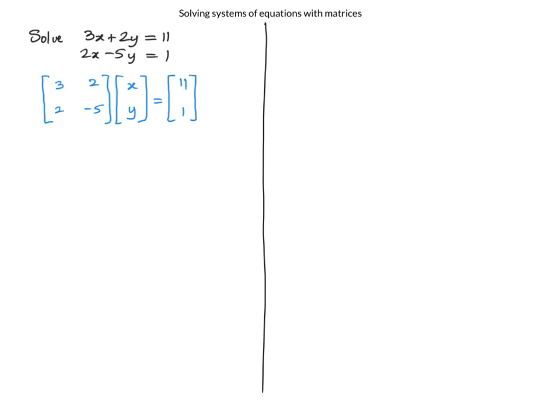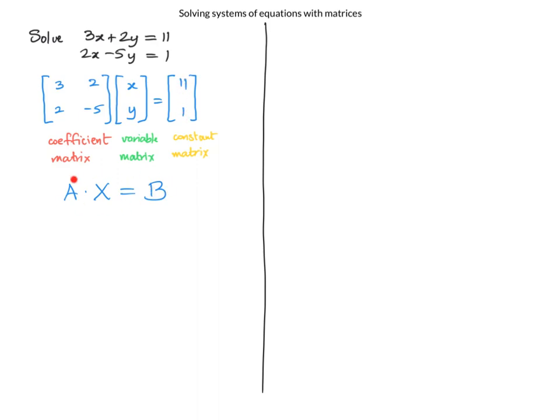And also 3 times x plus 2 times y when I multiply together, that's that thing. And then 2 times x plus negative 5 times y, that's that thing. And then, of course, the answer here is called the constant matrix. So we have the coefficient matrix, the variable matrix, and the constant matrix. Now, in order to solve the system, I'm going to rename these. For example, I could call this A times the matrix X equals the matrix B. So A is now the coefficient matrix, X is the variable matrix, and B is the constant matrix.